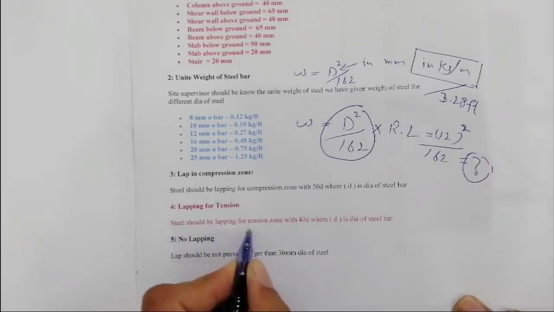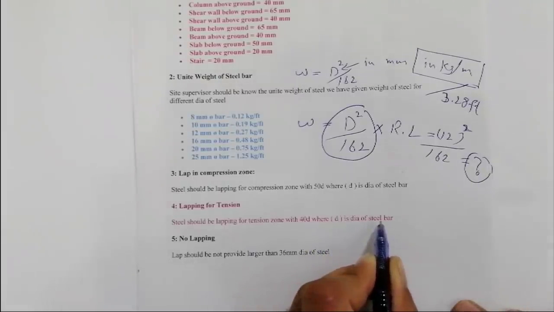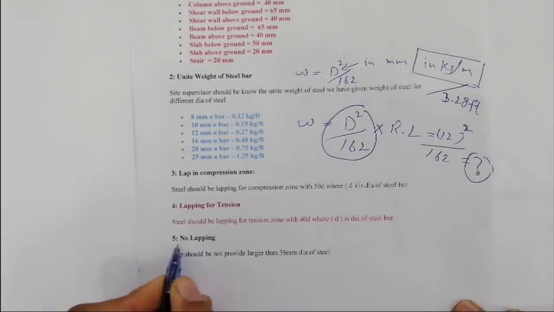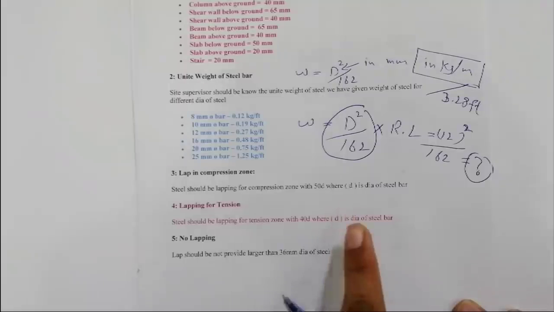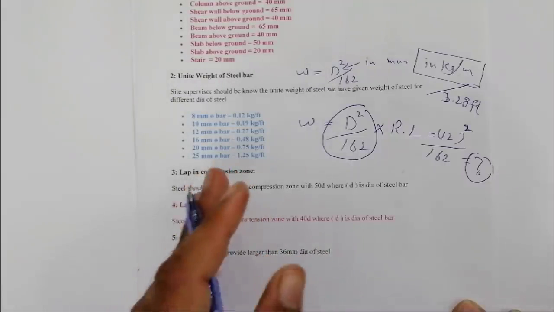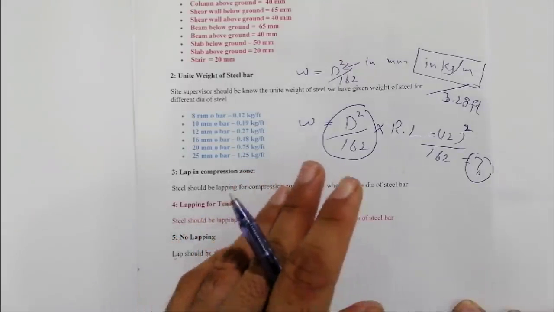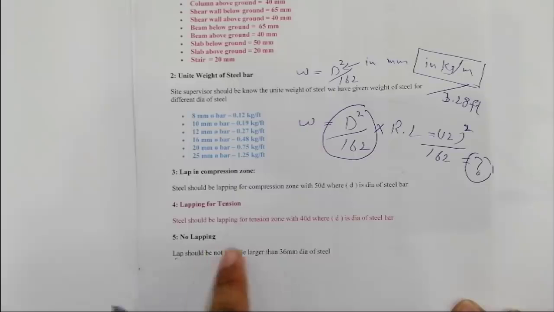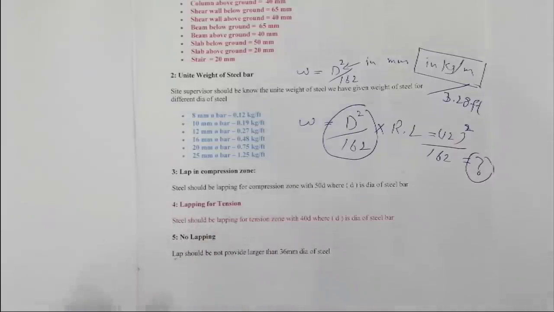So steel should be lapping for the tension zone, means for the beam we can take 40D, where D is the dia of steel bar. Now here the fifth one, we have no lapping, means don't provide the lapping length. Lap length should not be provided for steel larger than 36 millimeter dia. Means if the dia of steel is more than 36 millimeter, there we should not provide the lapping length, but you can weld it, right? But don't provide it for more than 36 millimeter dia of steel. Lapping length should not be provided, right?